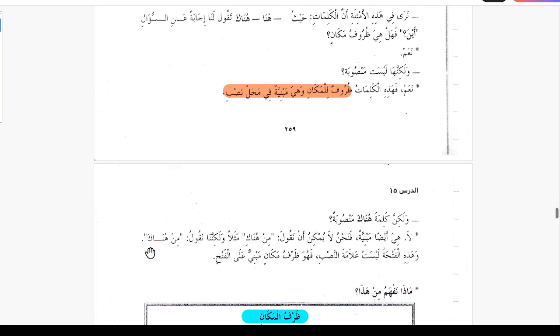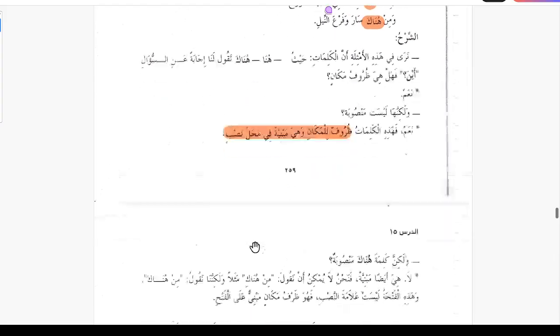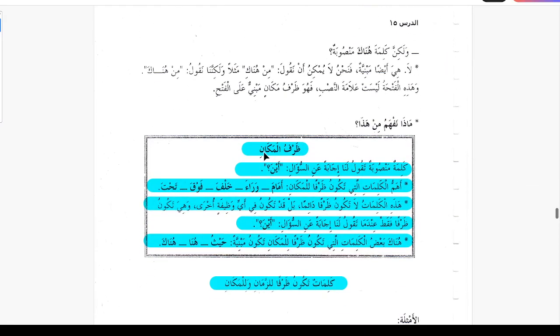Again, just like haza, this is mabni and min won't change it. So hunaka is the same thing. So here is the summary of what we have just studied. Zarful makan, the adverb of place, is kalimatun mansubatun tukulu lana ijabatan al sawali aina. Zarful makan, adverb of place, is the word which is mansub, which tells us the answer of the question where.